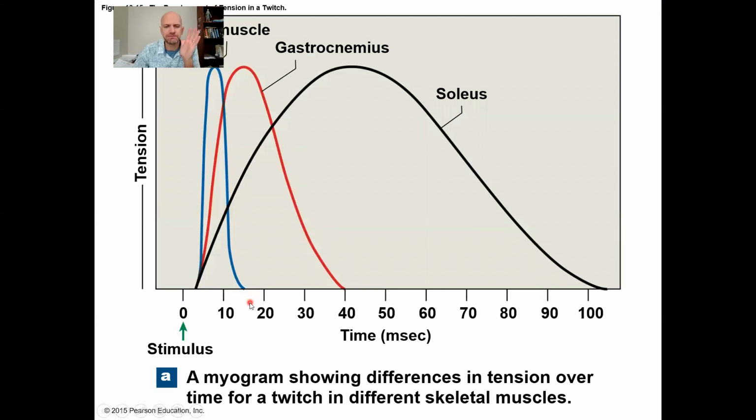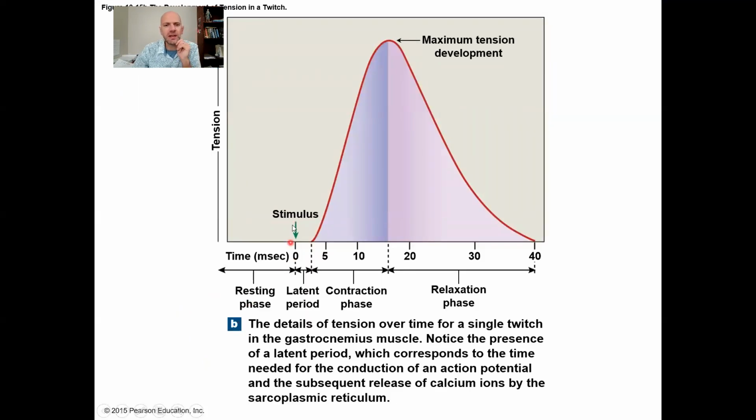Okay, let's look at a graph here. We'll come back to that one. Here, the green arrow always represents a stimulus, okay, a threshold stimulus. So that's the arrival of that signal from the neuron. And then here's time on the x-axis and tension produced on the y-axis. So you always have a little bit of a gap right here. That's called the latent period. And that is, it takes about 3 milliseconds. Notice this time scale is in milliseconds. It's a really short amount of time. That's the amount of time from the motor end plate to calcium flooding into the myofilament, myofibril. It takes about 3 milliseconds for that process to occur.